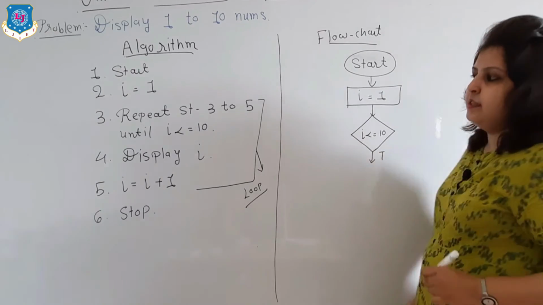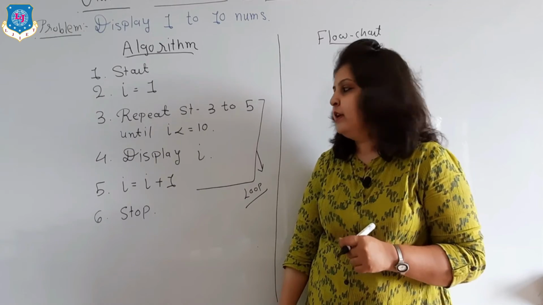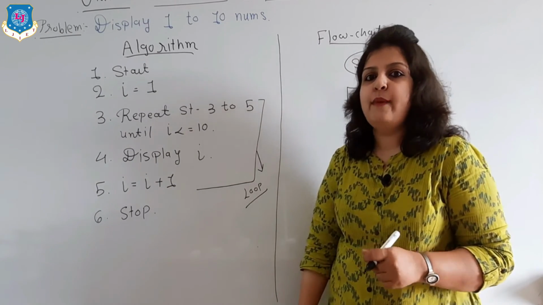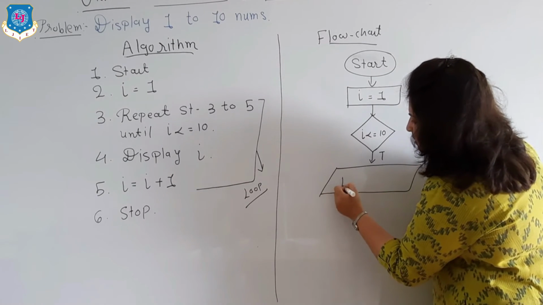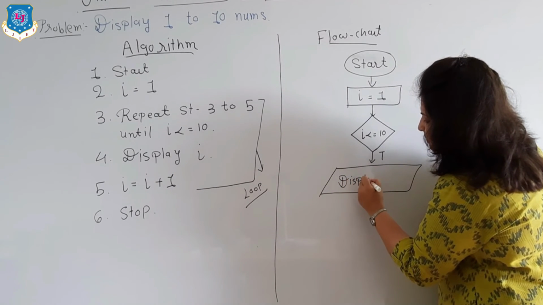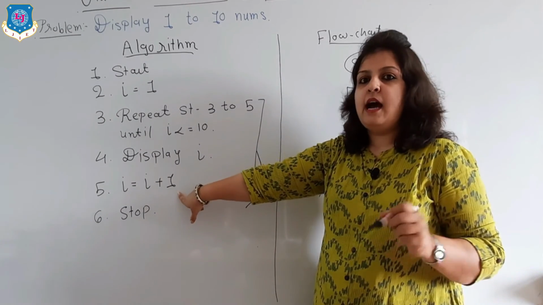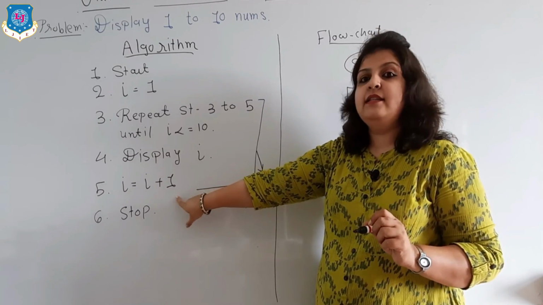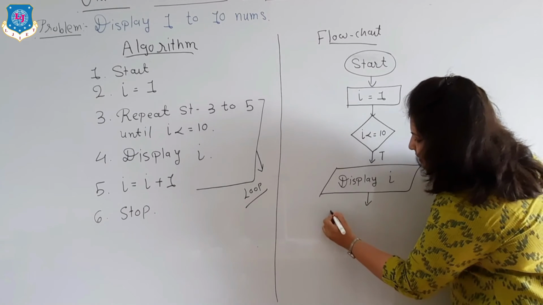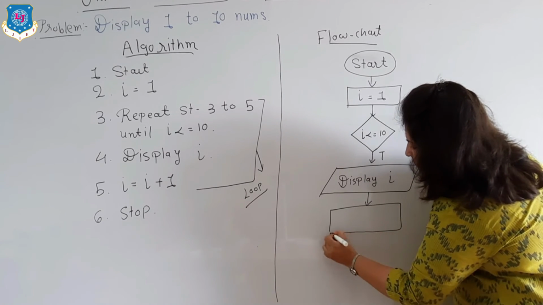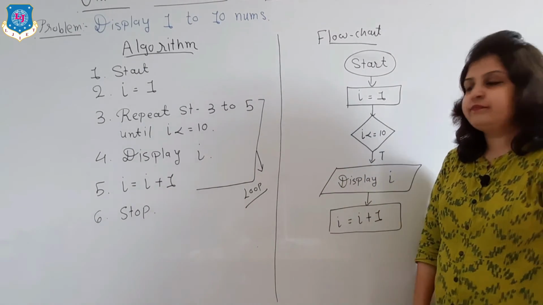If yes, then we have to display I, and display I is our output, and for output we use the parallelogram. So in the parallelogram, display I. After that the statement I is equal to I plus 1, and this is an expression, so again for the expression we use a rectangle: I is equal to I plus 1.